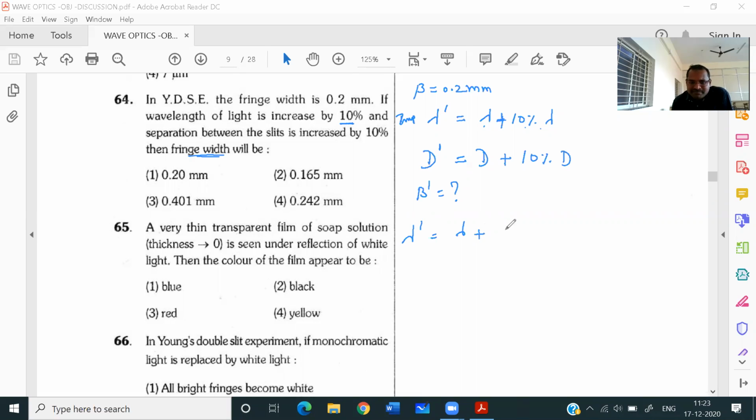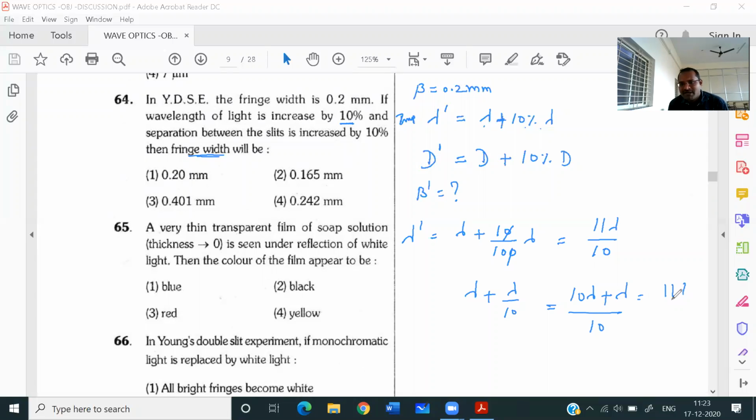So lambda dash: lambda plus 10% means 10 by 100 lambda. Zero, zero cancel. You'll get lambda plus lambda by 10, which means 11 lambda by 10. In this calculation, the LCM is 10. Cross multiply: lambda into 10 is 10 lambda plus lambda, so 11 lambda by 10. Got it? I have written directly, no problem. You know this because you are studying second PU.